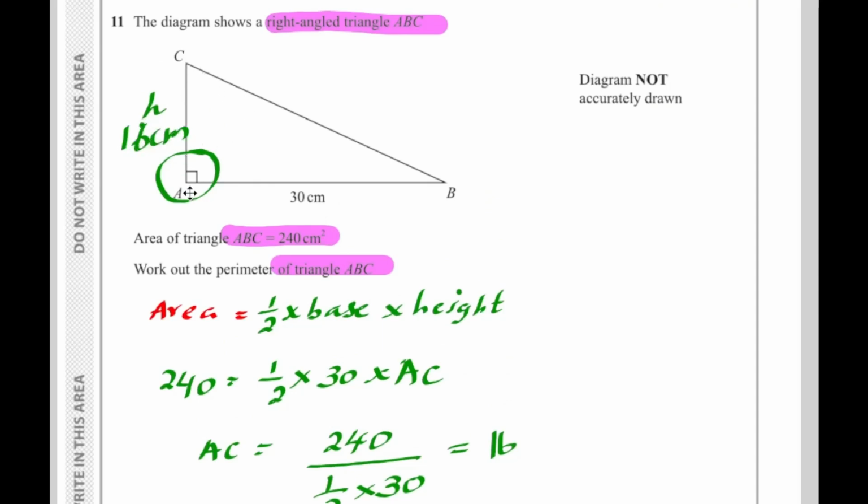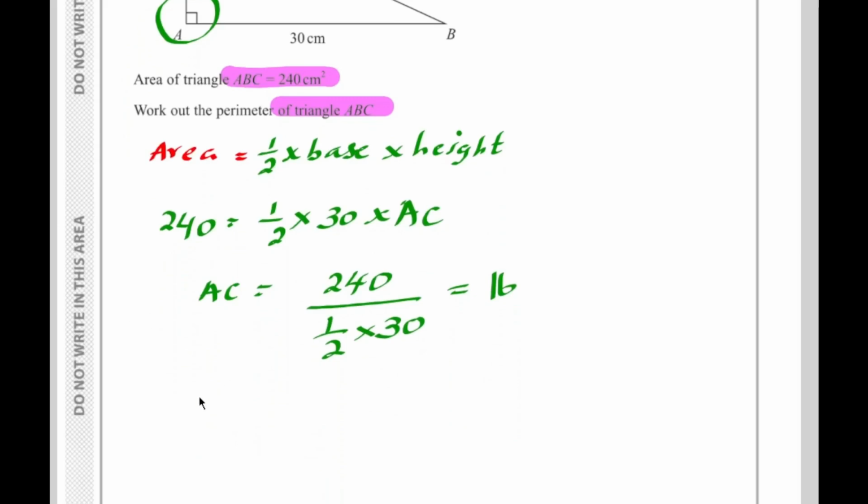Now this is again a 90-degree triangle. When you have two sides and you want to get the other side, apply the Pythagorean theorem. So BC squared, starting off with the hypotenuse, which is BC, is equal to AC squared plus AB squared.